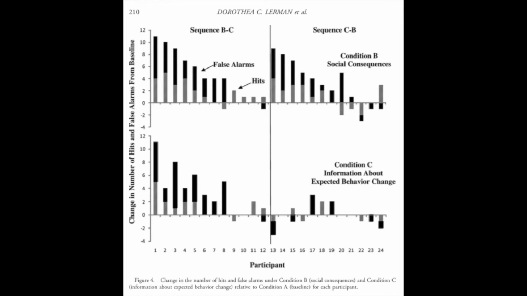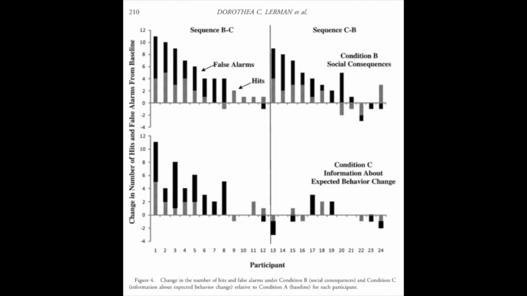An additional 5 participants showed an increase in false alarms only or an increase in false alarms combined with a decrease in hits. These patterns suggest a decrease in sensitivity. For the remaining 6 participants, outcomes suggested an increase in sensitivity, with 3 participants showing an increase in hits only, 1 participant showing a decrease in false alarms only, and 2 participants showing a decrease in false alarms combined with an increase in hits. Similar results were obtained regardless of whether the participant was exposed to condition B before or after condition C.